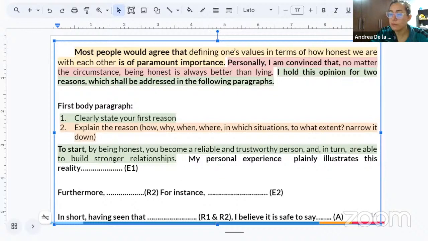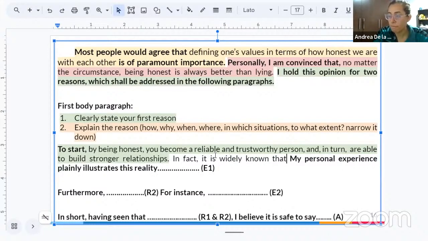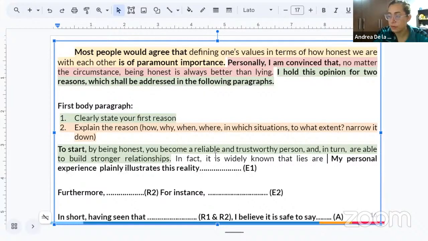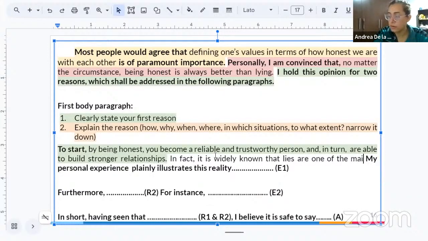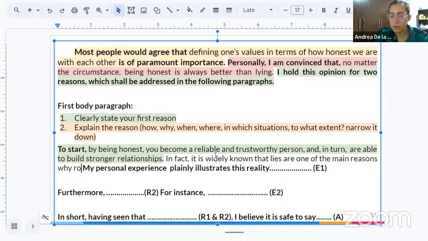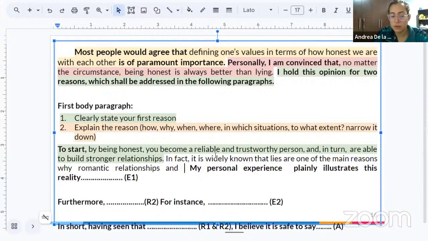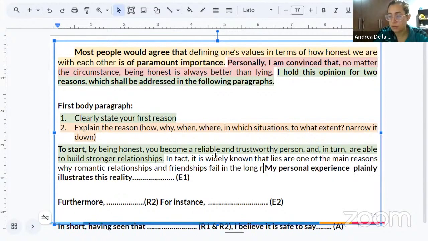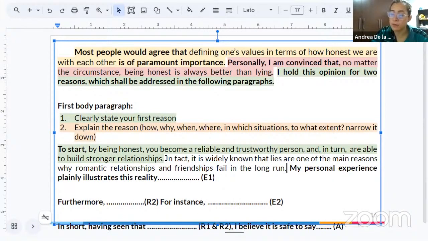Okay, maybe we can talk about friendships and romantic relationships, right? Maybe you can say, in fact, it is widely known that lies are the first, or one of the main reasons why romantic relationships, friendships fail in the long run. Okay, so that could be an example.